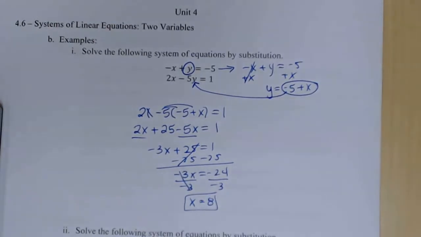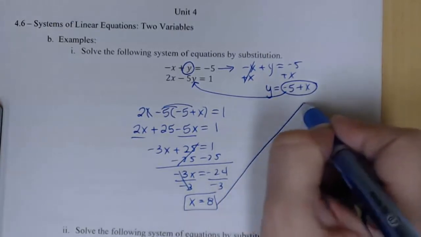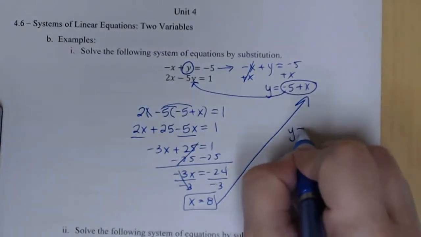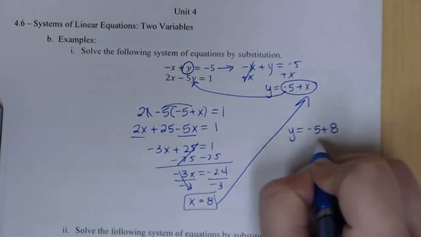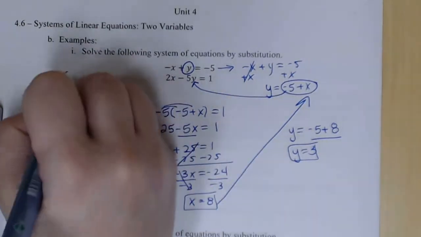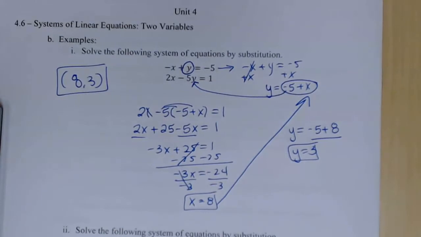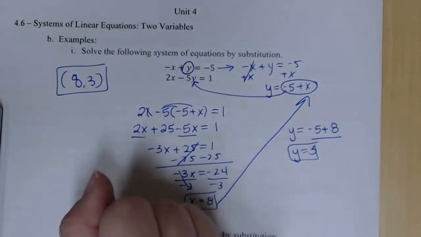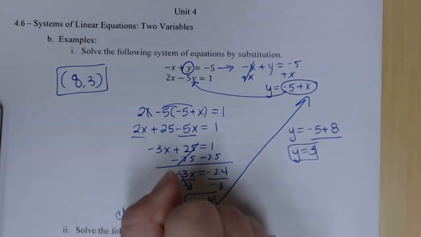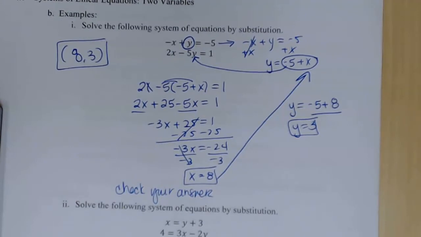Step 3 says substitute that solution into either of the original equations to find the value of the first variable. If possible, write the solution as an ordered pair. So once you get x to be 8, I'm going to go back up here. I'm going to plug it in and say y is equal to negative 5 plus 8. Combine that together and I get y to be 3. So my final answer would be 8, 3. Your answers are going to be in the form of an ordered pair. Now again, you can always check your answer by plugging back into the original two equations and see if you get a true statement.